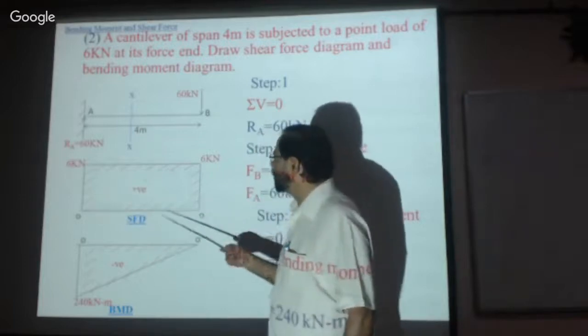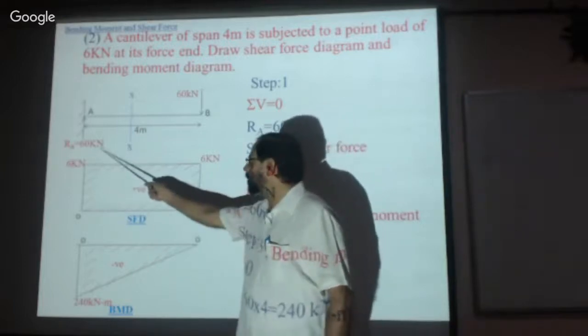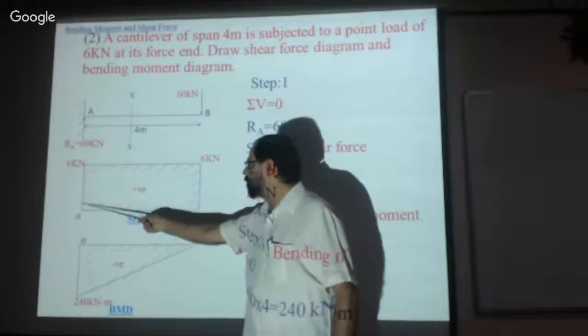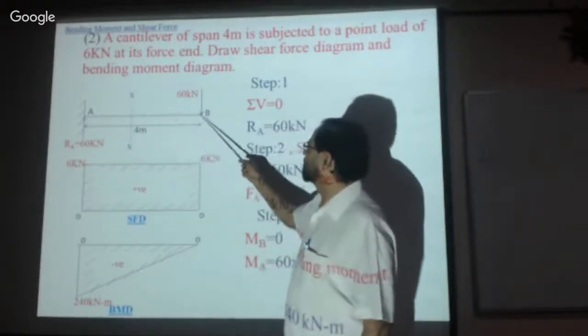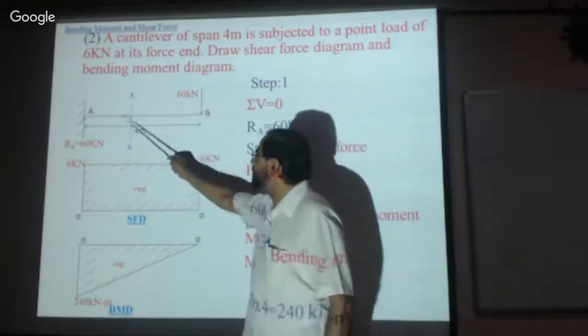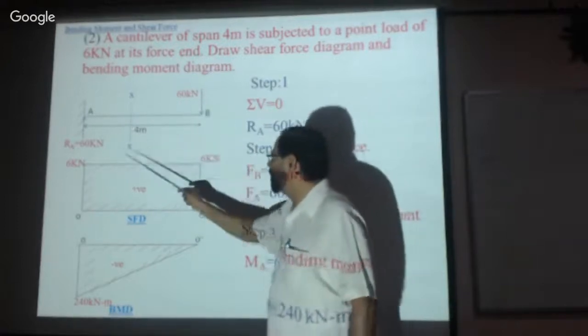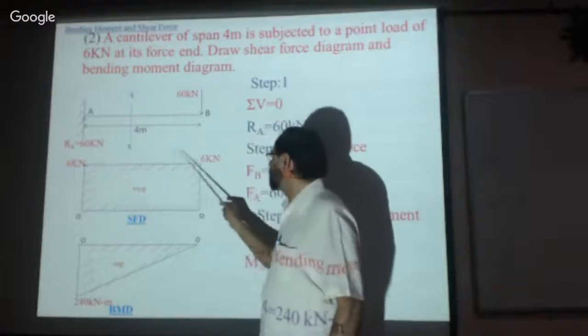Take a reference. Taking the reference, this 60 kN is acting upward. Let us go by 60 kN, and at all the points, if you calculate the shear force, we will get 60 kN. Therefore, it is constant from one end to the other end.